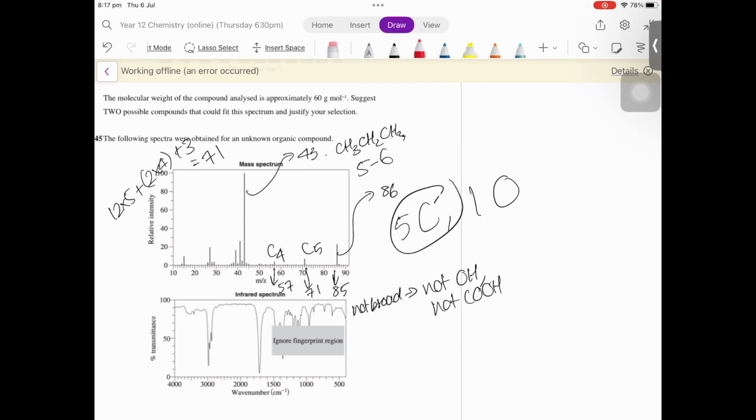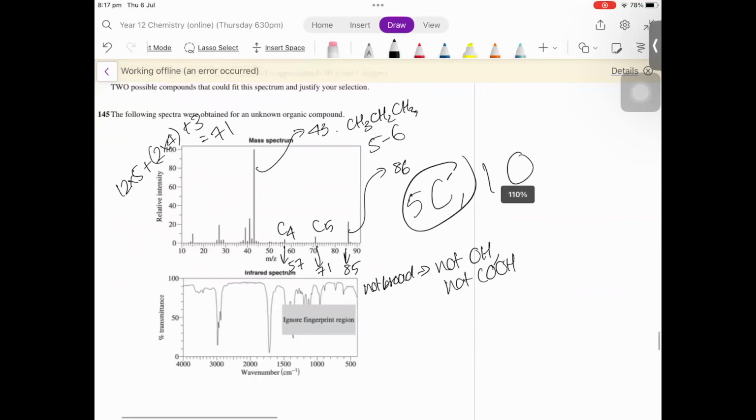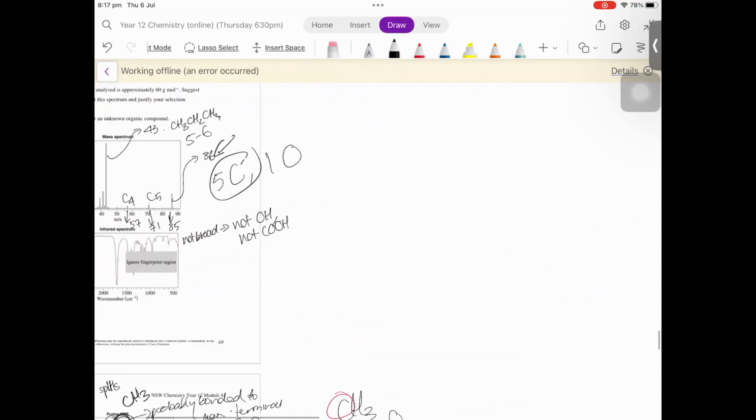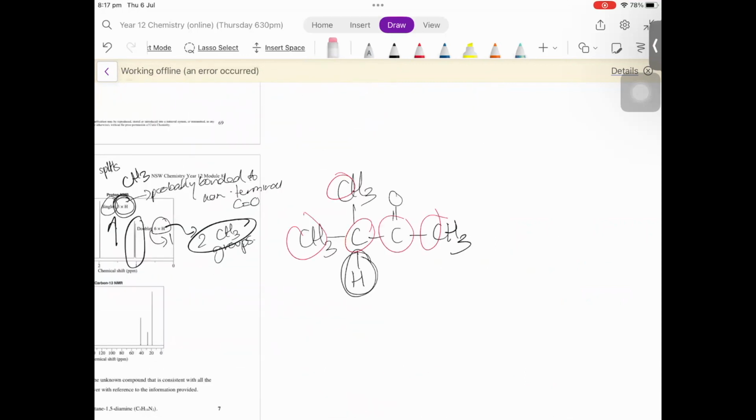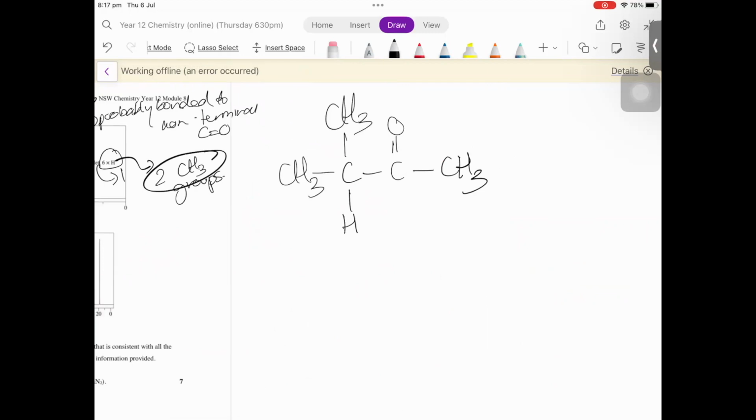First things first, just check your molecular ion peak, 86. Let's check that one first before we check the fragments. Just check the overall molecule. To check the molecular ion peak, you have 5 carbons in total. And remember, mass spectrum uses whole numbers, not relative atomic mass from your periodic table. So it's just going to be 5 by 12, not 5 by 12.01.